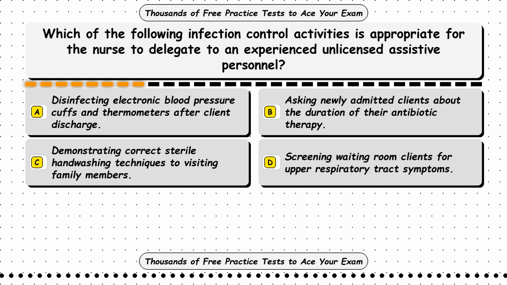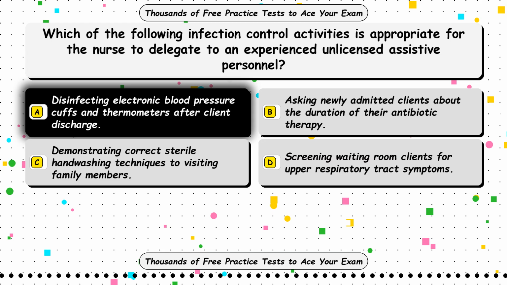assistive personnel? Option A. Disinfecting electronic blood pressure cuffs and thermometers after client discharge. Option B. Asking newly admitted clients about the duration of their antibiotic therapy. Option C. Demonstrating correct sterile handwashing techniques to visiting family members. Option D. Screening waiting room clients for upper respiratory tract symptoms.